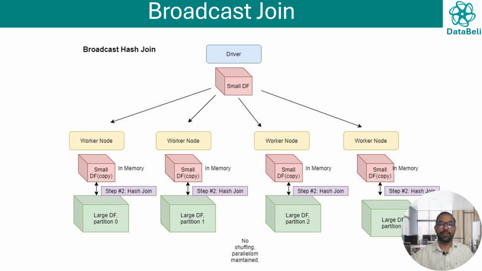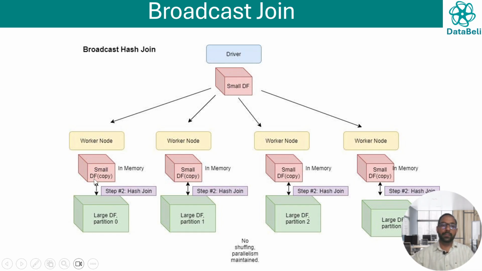So let's get started. We will start by understanding what exactly a broadcast join is. Let's say we are trying to join two tables or two data frames. One of them is very big and one of them is small. And when we say small, by default let's say it is up to 10 MB of size.